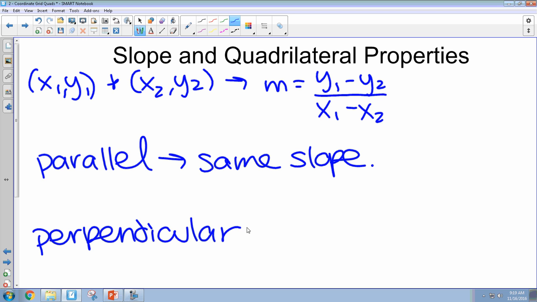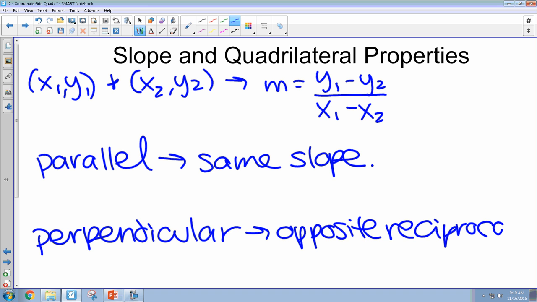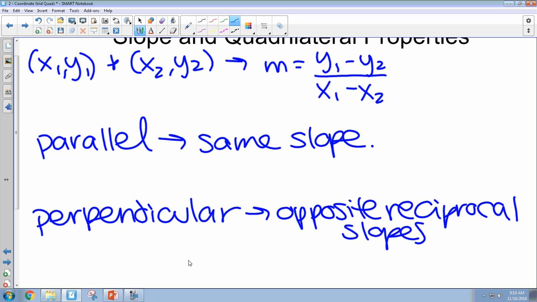For lines to be perpendicular, they have what is called opposite reciprocal slopes. And this is something you learned back in Algebra 1, but an example of this, say one line had a slope of 1/2. Opposite tells you to flip the sign, so it is a negative instead of a positive. Reciprocal tells you to flip the fraction, so this would be 2 over 1 or just 2.